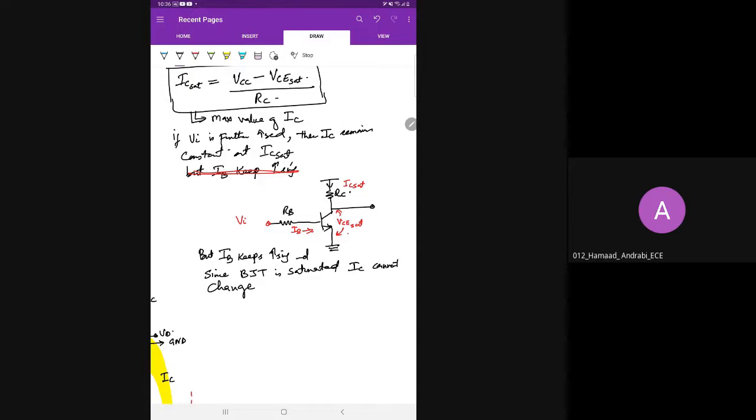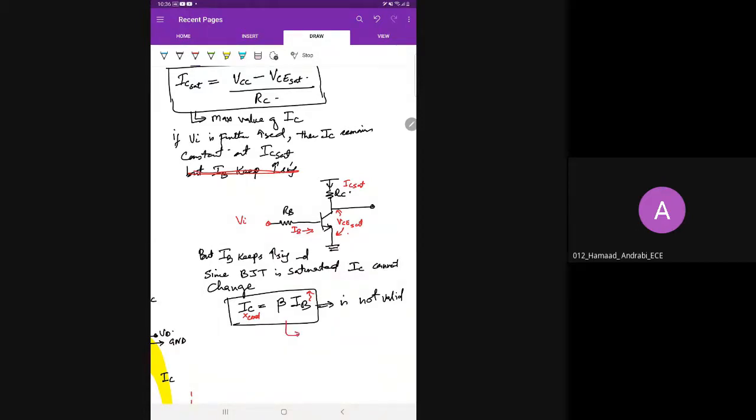So if this happens, if at a certain point IC is not changing but IB is changing, then we can say that IC equal to beta times IB is not valid. अब देखिए क्यों, क्योंकि आप कह रहे हो IB तो इंक्रीज हो रही है. Okay, IB is increasing, but this is not increasing, it is constant. Then we cannot say that IC is always equal to beta times IB.